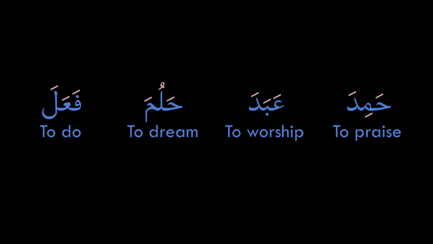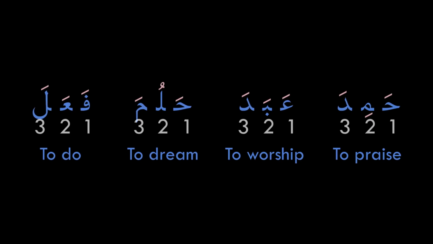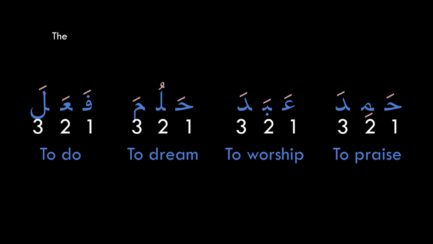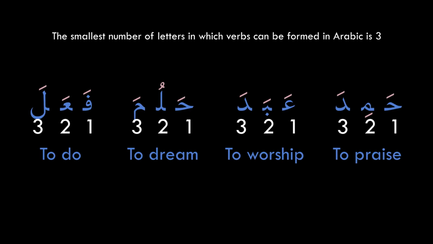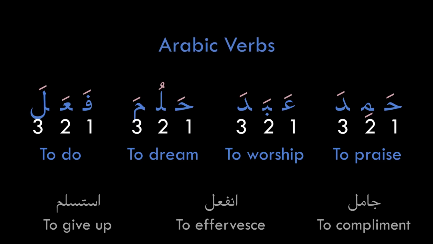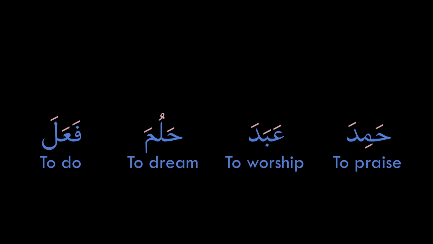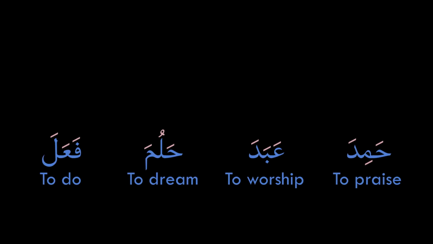The last remark is all the verbs that I gave you in this example consist of 3 letters, and this is the smallest number of letters in which verbs can be formed in Arabic. But we can form verbs with 4, 5, and 6 letters, and there is no verb that can be formed with 7 or more letters. So the shortest verbs in Arabic consist of 3 letters, and the longest consist of 6 letters. Let's try to add alif after the first letter of each of those verbs.